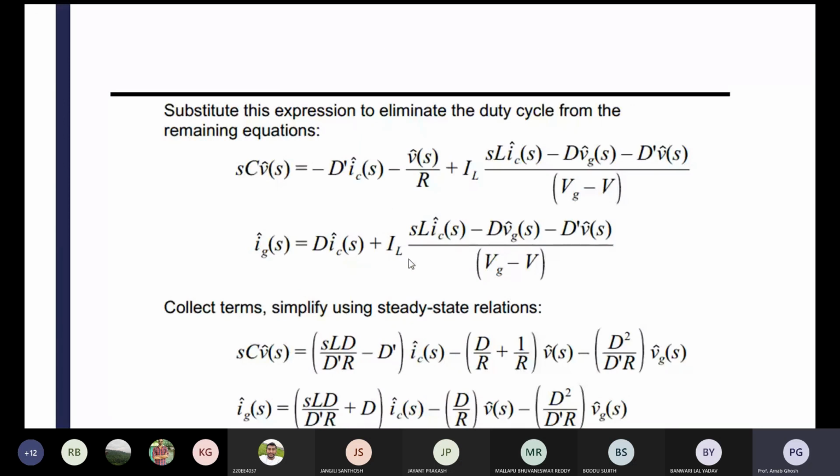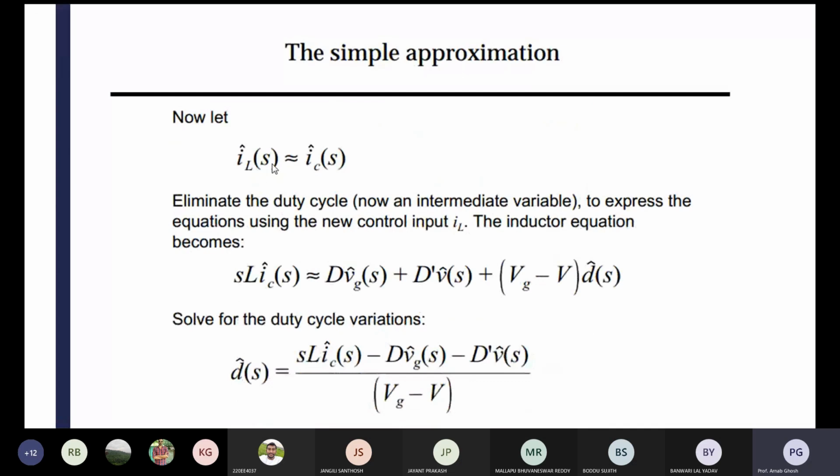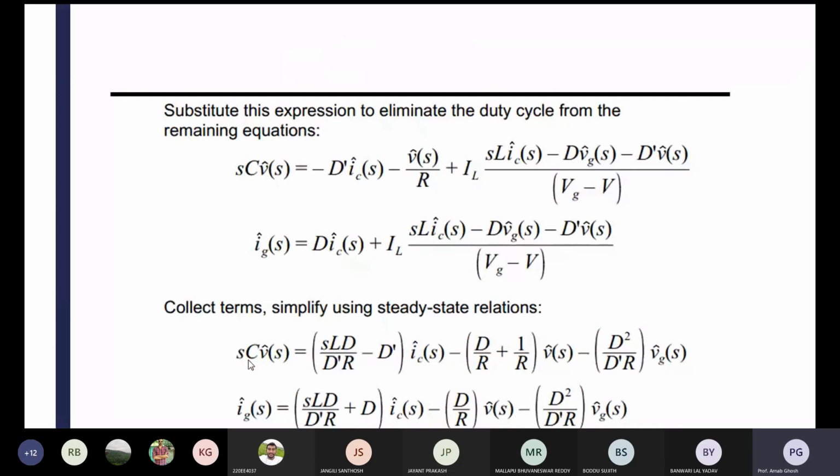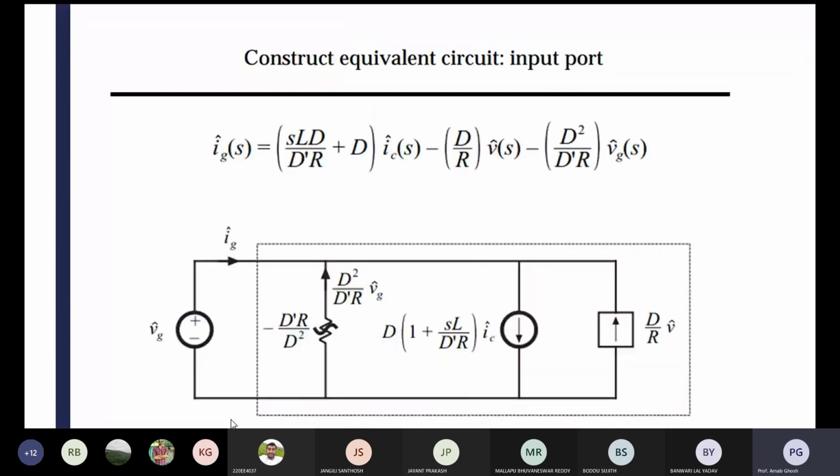So finally, that is a simplified steady state relation. Okay, all now approximated values. All the approximation means you are putting that IL cap S equals IC cap S. Okay, after putting all those values, we are getting that set of equations for capacitor current and input current. Okay, and after getting the equations, you can use the KVL to draw the circuit. So, construction of the equivalent circuit for the input port. After getting the input current expression, what will be done?